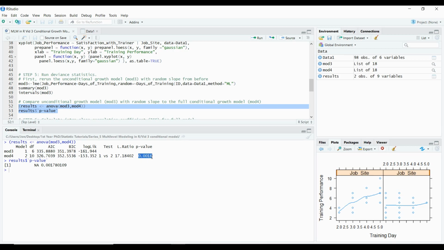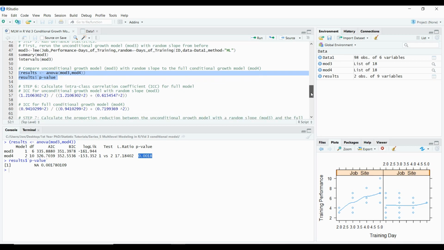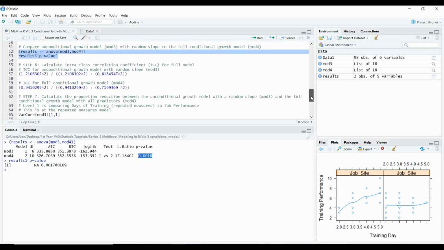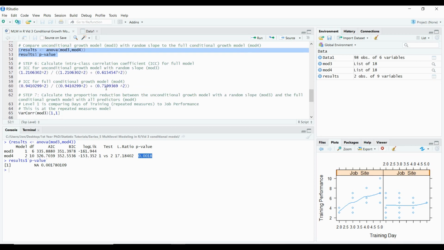So these predictors that I've included within this model, particularly job site and satisfaction with trainer, overall job satisfaction, were not significant and wouldn't contribute much, if at all, to this model. But we could see that it is significant here. And therefore, these things are predicting job performance. These do seem to be having some sort of impact within the data. I'm actually going to skip step 6 for a second and go to step 7.